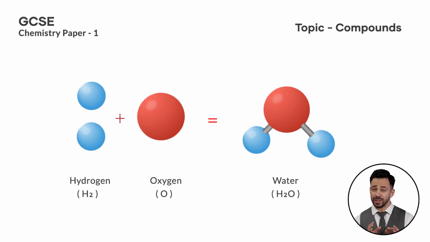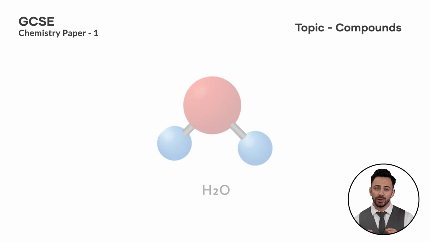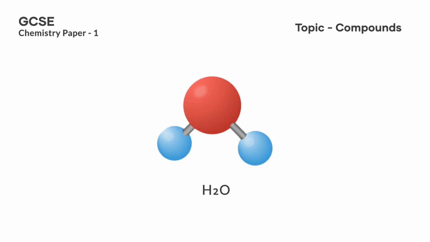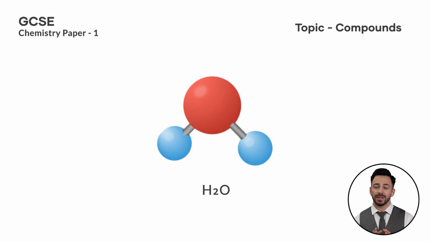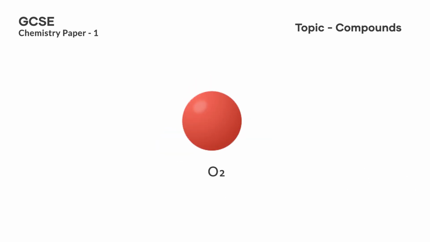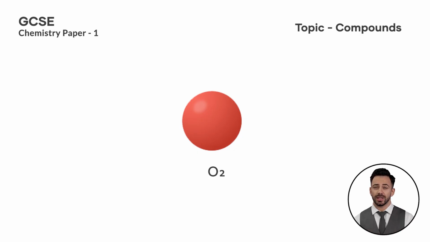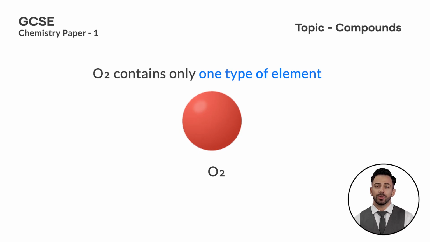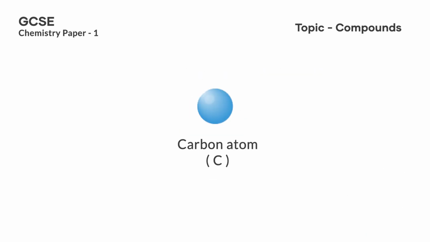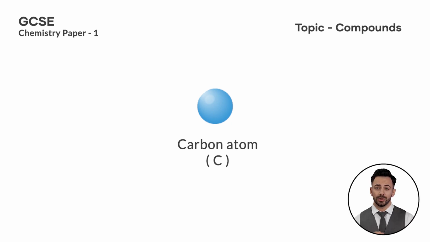Now, let's compare a few symbols. Is H2O a compound? Yes. Is O2 a compound? No. Why? Because O2 contains only one type of element, oxygen. And what about C? That is also not a compound because it is a single element.